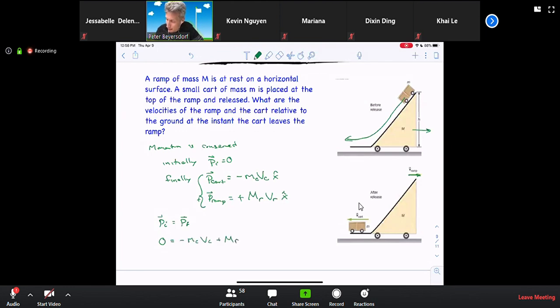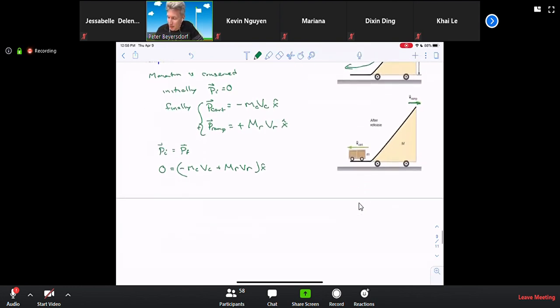So I get a relationship between the mass of the cart, the velocity of the cart, mass of the ramp, and velocity of the ramp. So I could, for example, solve for the velocity of the cart. It's going to be mass of the ramp over the mass of the cart times the velocity of the ramp. Now this on its own isn't that useful because I don't know v sub r. I don't know how fast the ramp is going to be moving. So this doesn't tell me how fast the cart is moving. It only gives me a constraint.